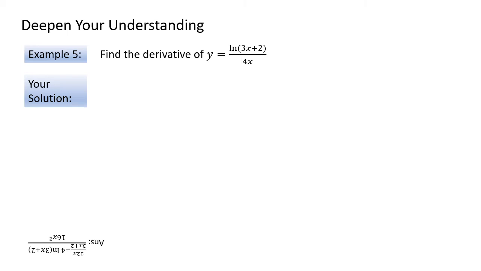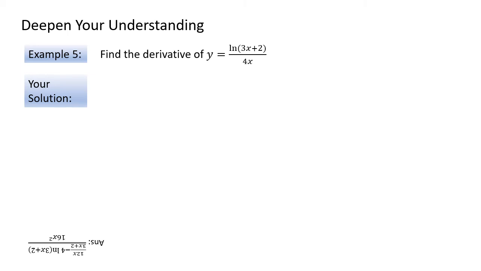So our final example for ln, before we move to the e to the x function, is find the derivative of y equals the ln of 3x plus 2 divided by 4x. So in this case, unlike the previous example, there's two functions, but they're divided by one another. Okay, so in this case, you have to use the quotient rule.